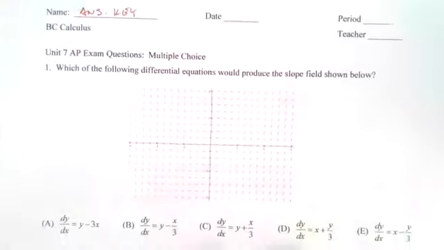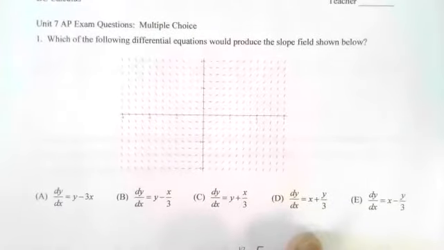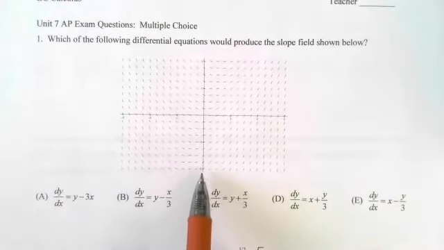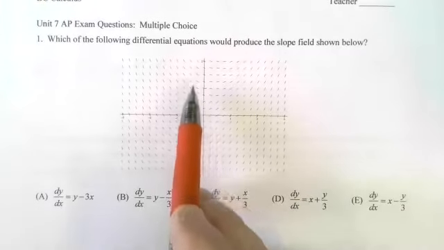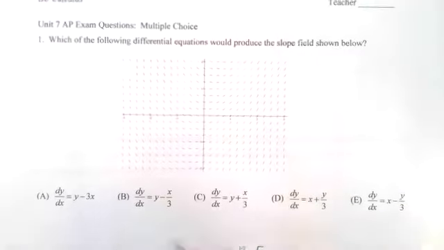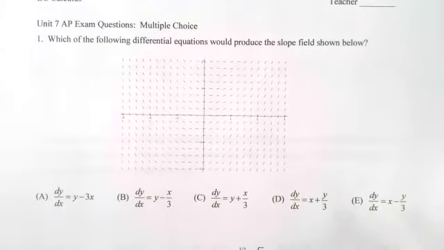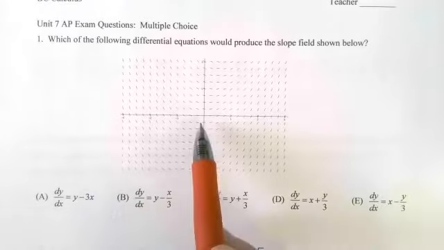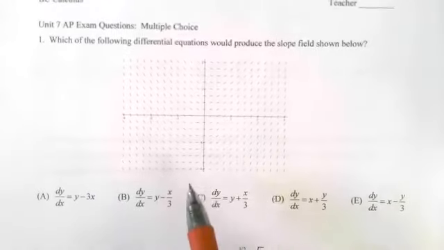All right, which of the following differential equations produces the slope field? Well, play with it. We have nothing that jumps out at me that says it's this way or that way. So we'll just start plugging in values. Let's see if I can pull something out. Nope, can't. 0 and 0 should give us 0, so these are all good for 0.